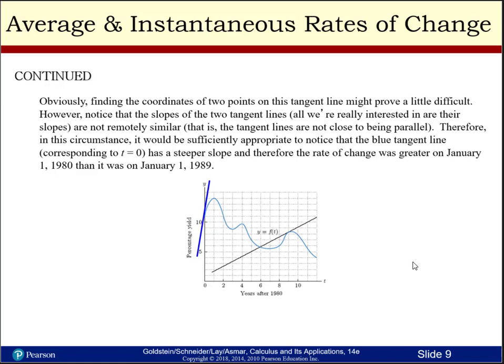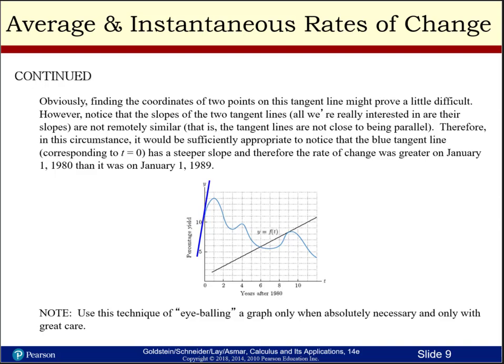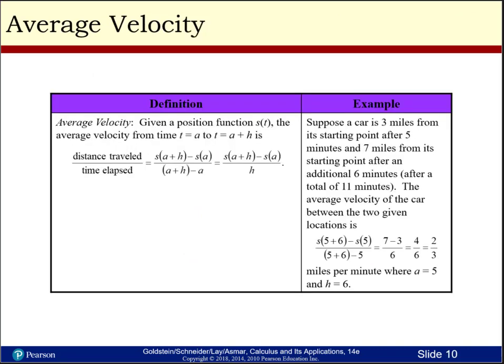Obviously, finding the coordinates of the 2 points on the tangent line might prove a little difficult because we don't really have much graph left. However, notice that the slopes of the tangent lines, which is all we're really interested in anyway, are not remotely similar. That means the tangent lines are not even close to being parallel. Therefore, in this circumstance, it's sufficiently appropriate to just notice that the blue line has a steeper slope, and therefore the rate of change on January 1st, 1980 is greater. We're going to call this an eyeballing technique, and we only use this when absolutely necessary and with great care, meaning don't do it if it's close.